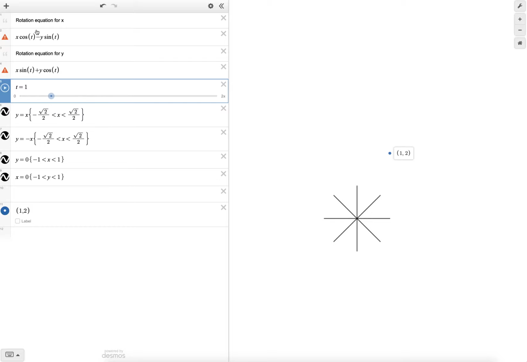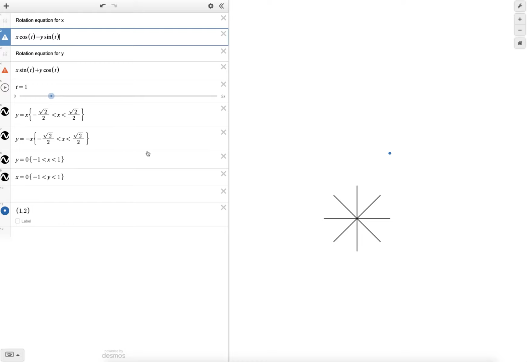Alright, so in the previous video we saw that we can type in our equations for rotation. So we have x cosine t minus y sine t. This is our equation for x. And x sine t plus y cosine t is our equation for y. And then we added in our slider here, which goes from 0 to 2 pi.